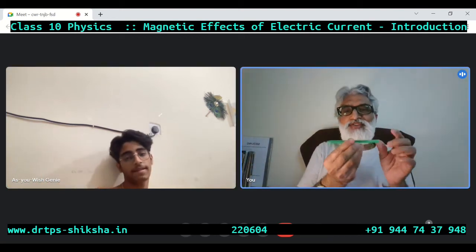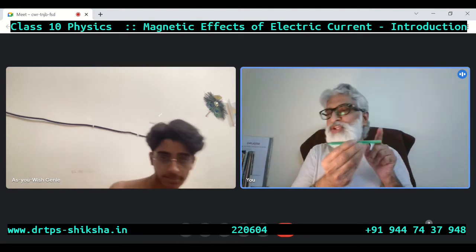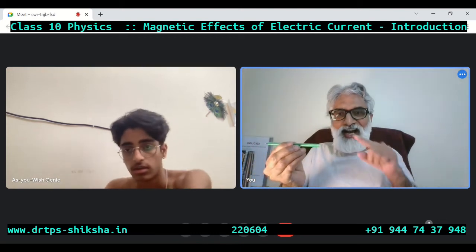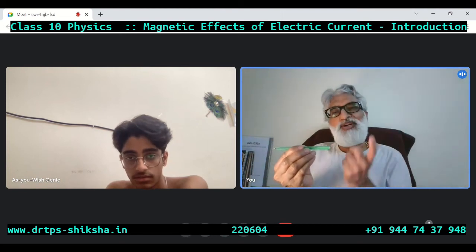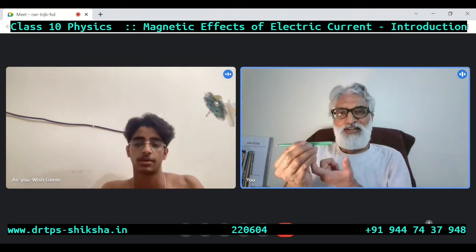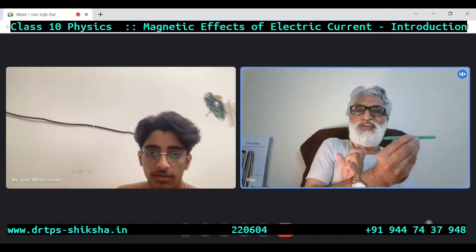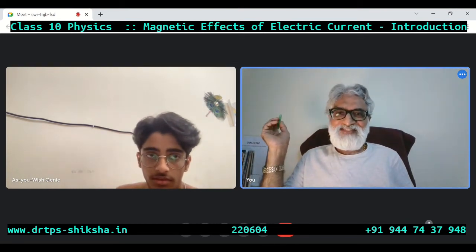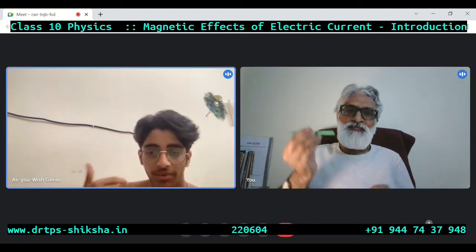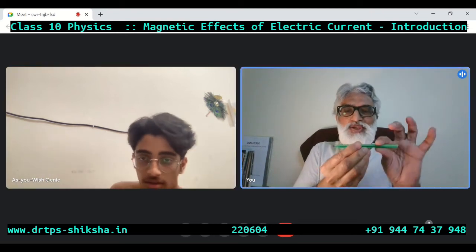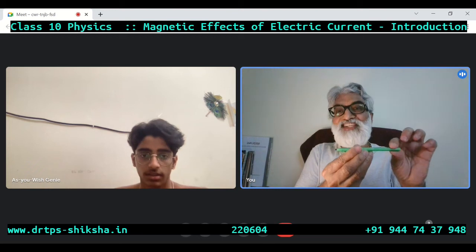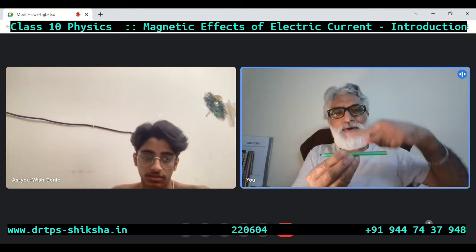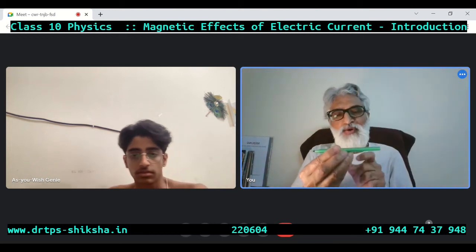See, for example, I wanted to move this towards this direction. I pass electricity from here to here. Now I change north and south. With the battery I am using, if I reverse the connection, it will start moving here. Once again, if you don't know: assume that I am keeping this as the south pole and this as the north pole, which is induced when I am passing the electricity like this.